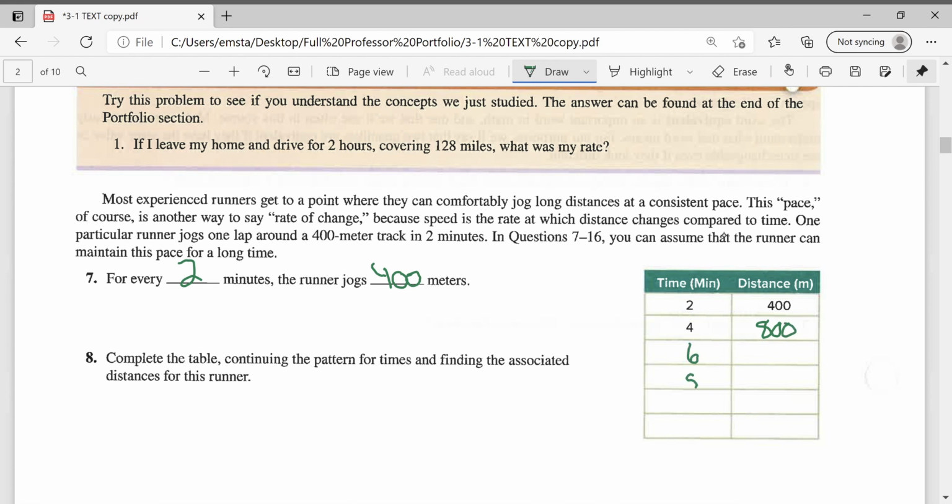So I'm going to go 6, 8, 10, and 12. And every 2 minutes, they add another 400 on. So I'm going to take 800 plus 400. So after 6 minutes, they have run 1,200 meters. Add another 400 now on. After 8 minutes, they have run 1,600 meters. Add 400 again to get 2,000 meters. Add 400 one more time to get 2,400 meters.